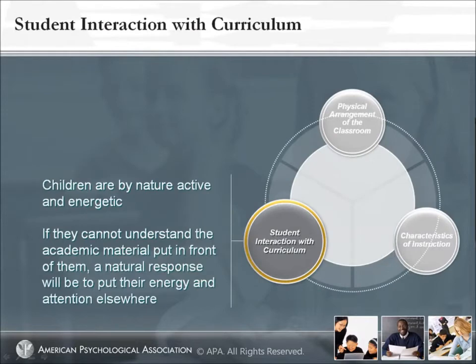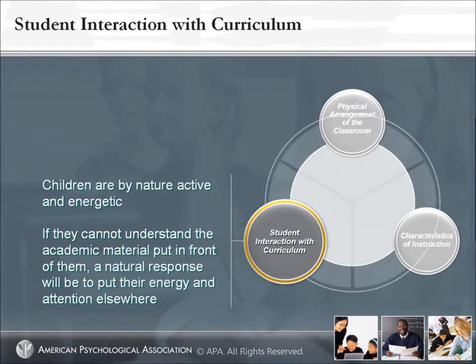Student interaction with curriculum. Children and youth are by nature active and energetic. If they cannot understand the academic material put in front of them, a natural response will be to put their energy and attention elsewhere. Each teacher can recall students who get frustrated with their schoolwork and end up distracting themselves or others.